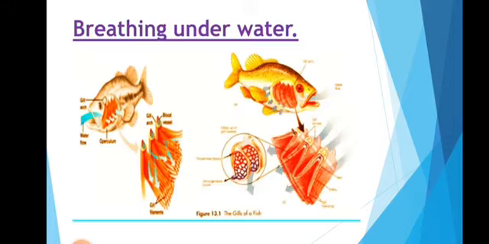Now let us try to understand how breathing occurs in animals like fish which live under water. So these animals cannot breathe through lungs because they have to live under water. So they have a special structure called gills which helps them to breathe underwater. The gills are well supplied with blood vessels, and that is how the fishes take in dissolved oxygen and they are easily able to survive underwater.